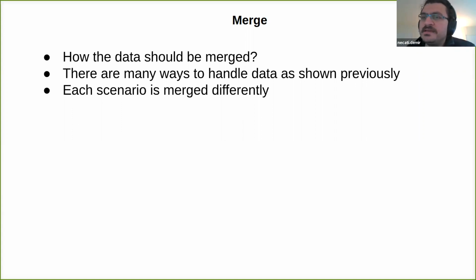The previous example in the Excel file I showed you is a clear example of a merging issue. I need to understand the data so I can merge it. And each scenario is merged differently. If I do it, I need to learn. But if a real data scientist does it, I don't need to learn because they will just do it.